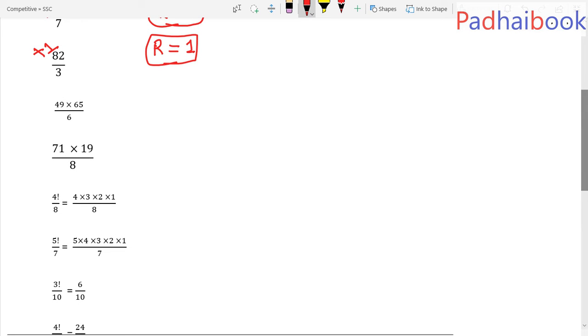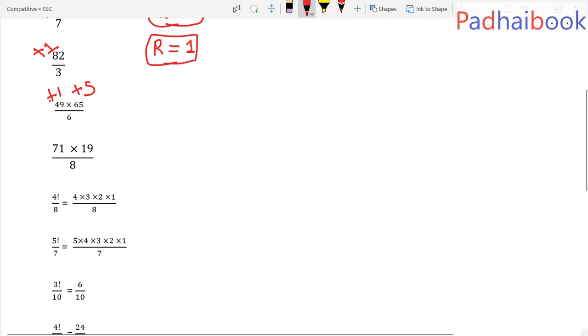Look at this example, 49 multiplied by 65 upon 6. Now you are not supposed to do the actual calculation. You are not supposed to find 49 into 65 and then find the remainder and all that. There is a very short technique that you can use to solve this. For example, you are given 49. Now the remainder when 49 is divided by 6 is 1, and the remainder when 65 is divided by 6 is plus 5.